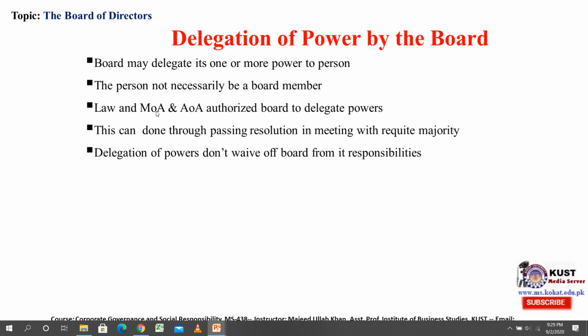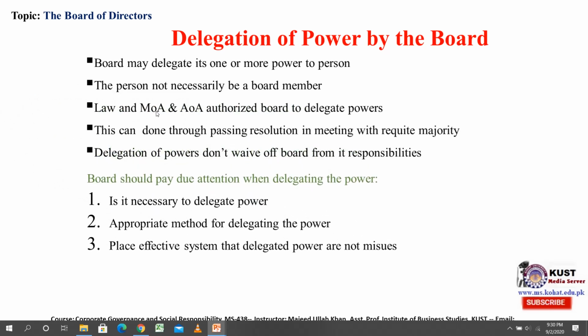National laws and bylaws of the company, such as the memorandum of association and articles of association, authorize the board to delegate power. This can be done by passing a resolution in the meeting with the requisite majority. So the board is authorized by the memorandum of association, articles of association and laws to delegate power, and this power of delegation is exercised through passing a resolution with the requisite majority. Delegation of power does not waive the board from its responsibility. Although the board delegates the power, the board will still be responsible for any act that comes within the spectrum of the board's responsibilities.